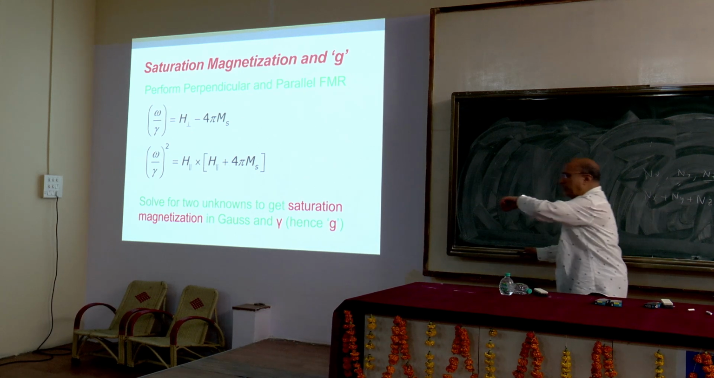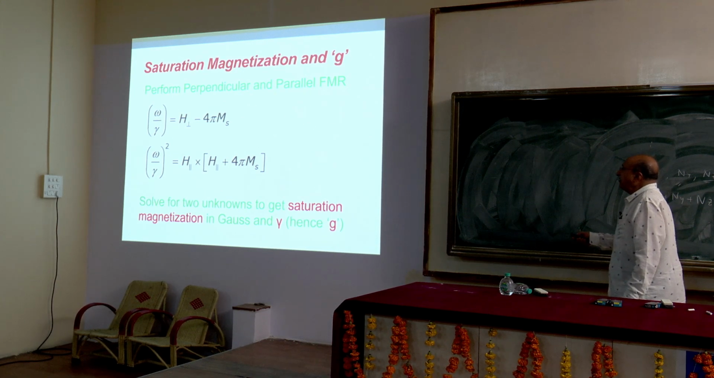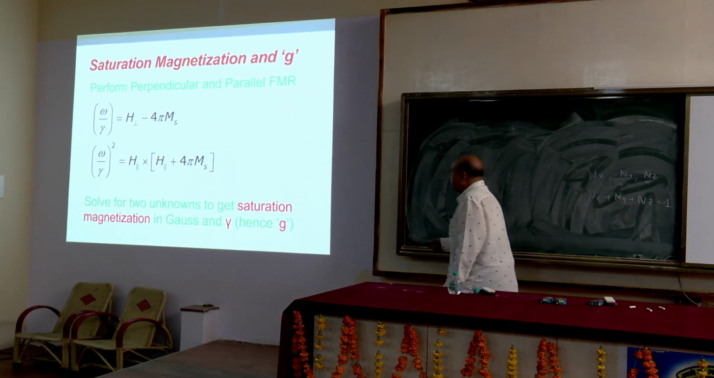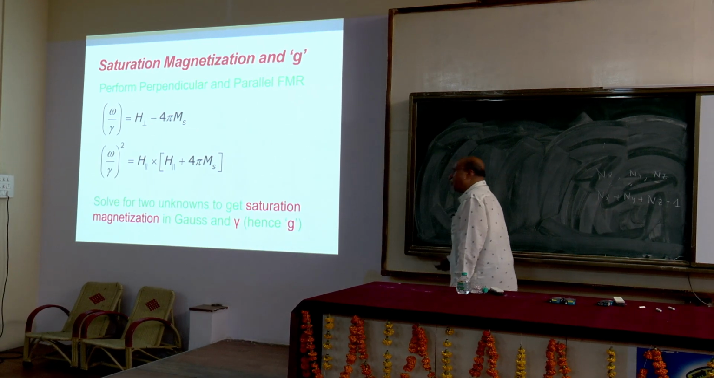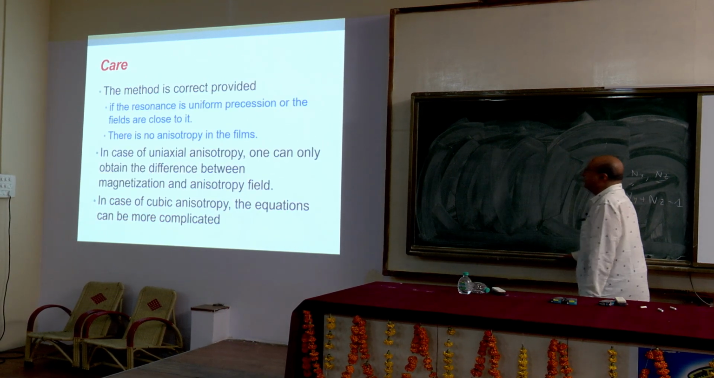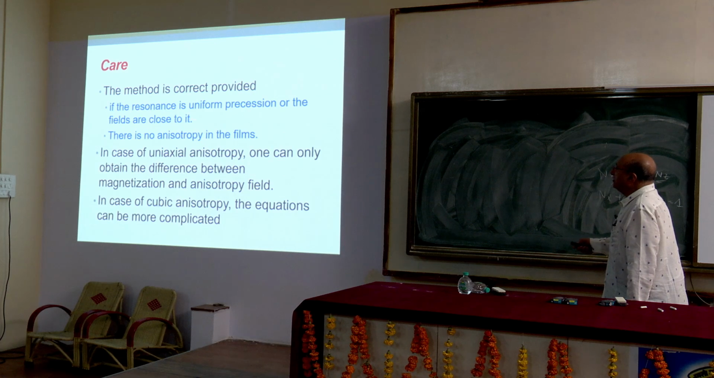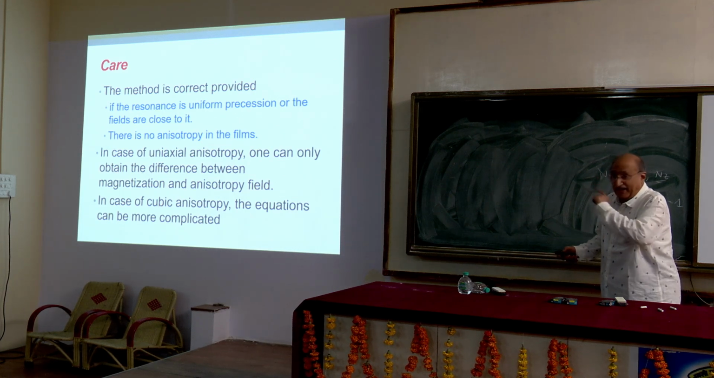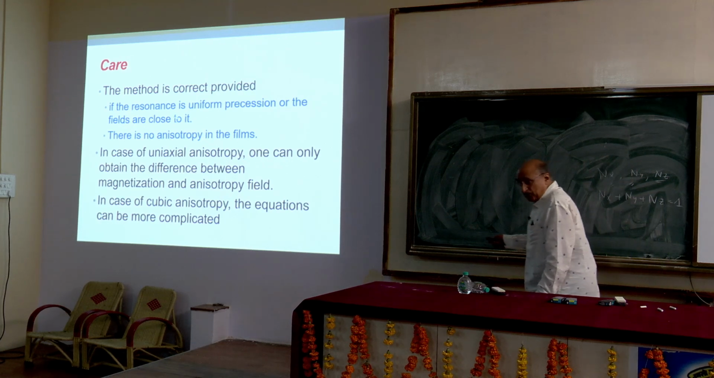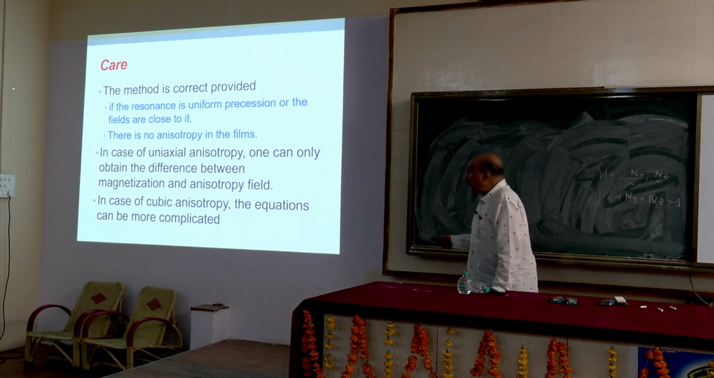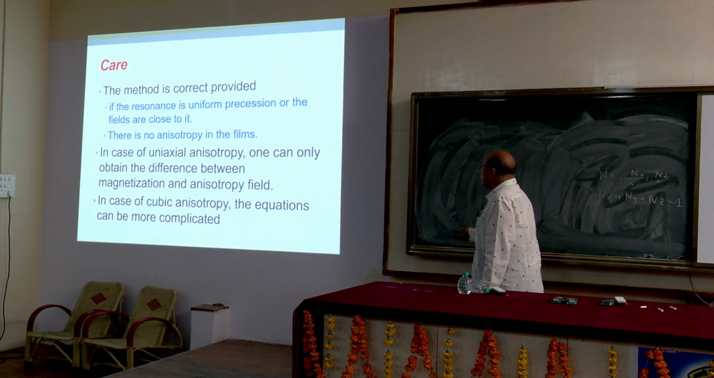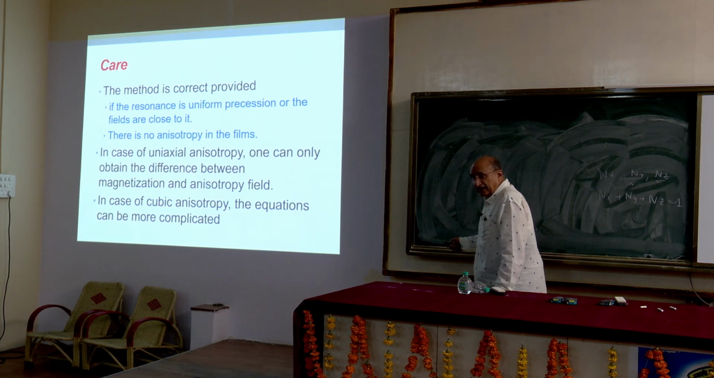This I think I will go through quickly now. Saturation magnetization, G: you perform perpendicular and parallel resonance experiments, solve these two unknowns, and calculate G and 4 pi s. The method is correct provided the resonance is uniform precession. That's very important. If it is not uniform, there is already an exchange shift. In the case of uniaxial anisotropy in films, one can only obtain the difference between magnetization and anisotropy field.